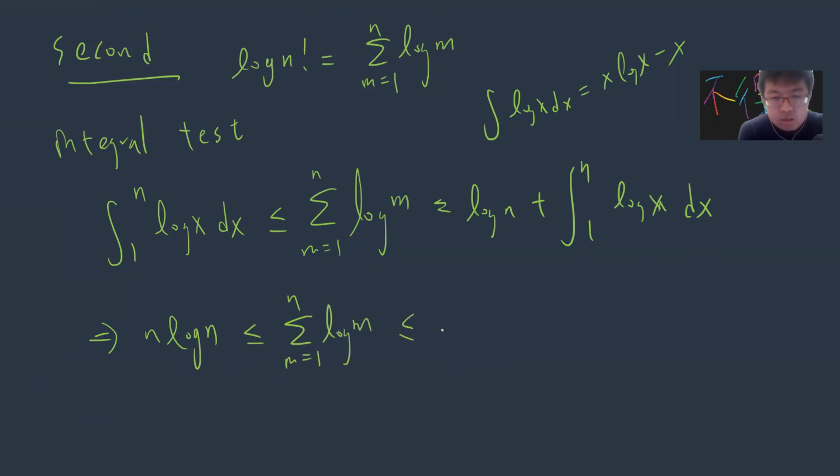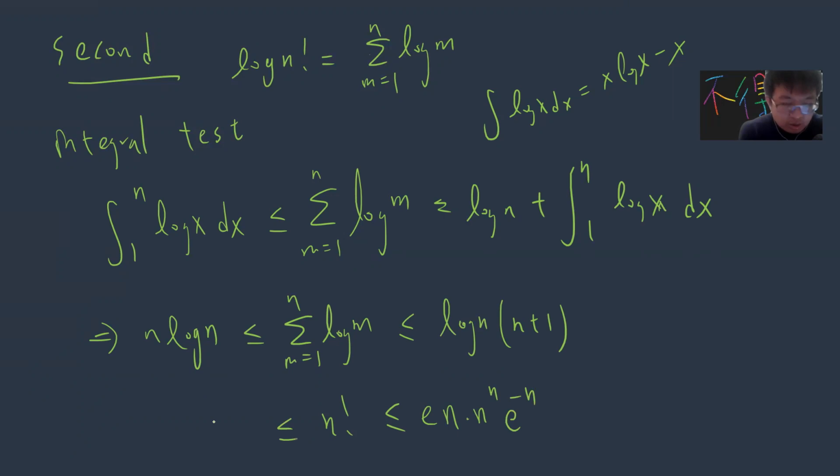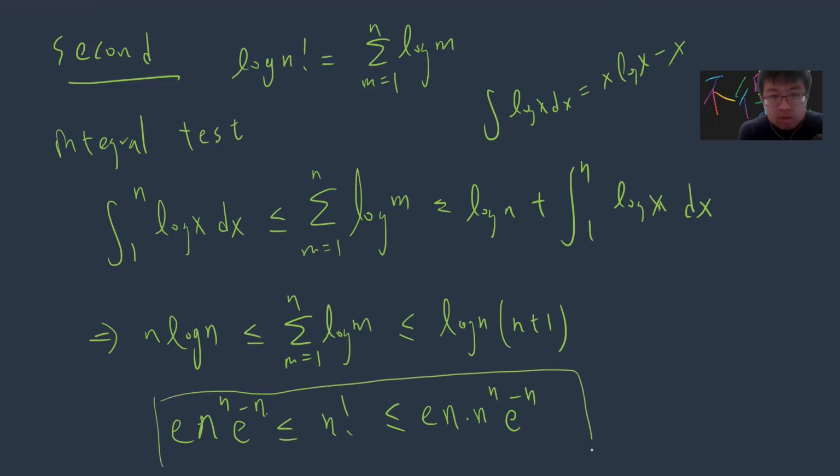Log n plus 1. So combining everything, if you take the exponential, you get n factorial less than or equal to e^n times n^n times e^(-n). And for this one, you get n^n and then e^(-n). So you take the exponential.